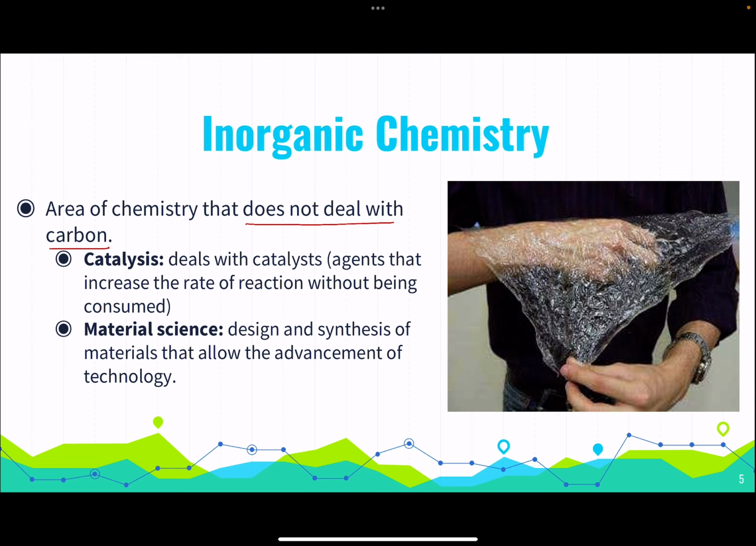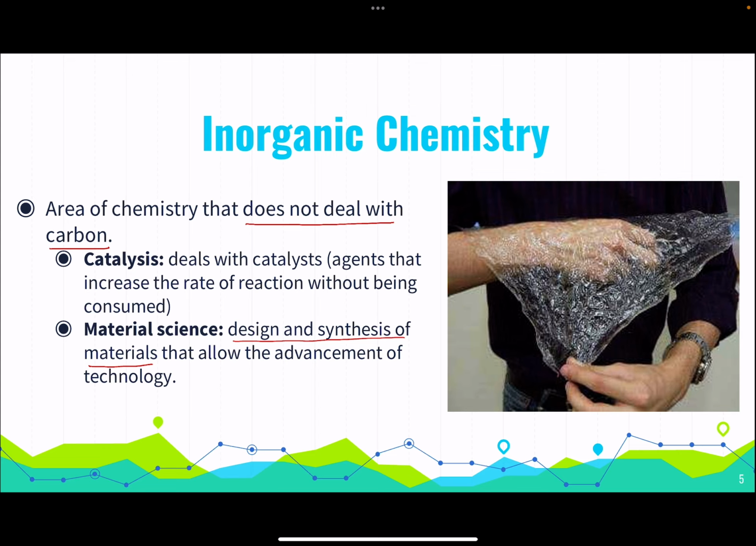Some of the applications of inorganic chemistry is catalysis. It deals with catalysts, which are agents that increase the rate of reaction without being consumed. And also it deals with material science, which is the design and synthesis of materials that allow the advancement of technology. So that is what we have with inorganic chemistry.